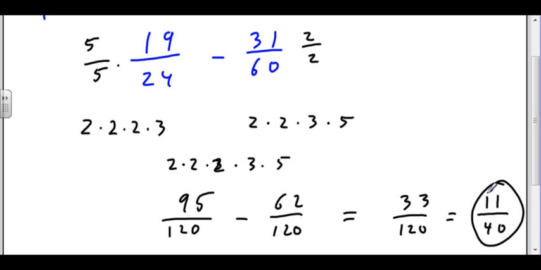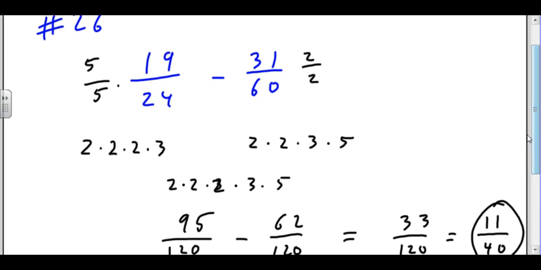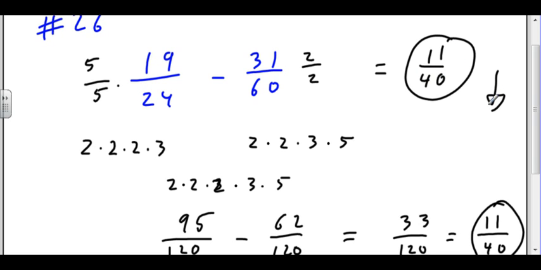Now, I really wouldn't do that, right? That would be my last choice of how to work the problem. First choice to work the problem would be take my calculator, 19 divided by 24 minus 31 divided by 60 equals, second function, change to a fraction, and I get 11/40ths, and I skip everything below there. That would be my first choice. Take my calculator and do it.